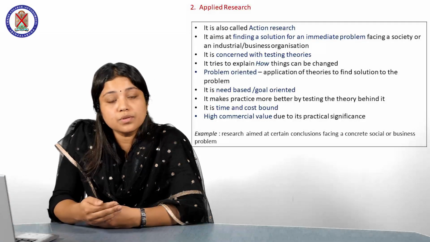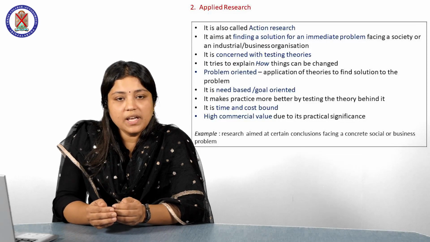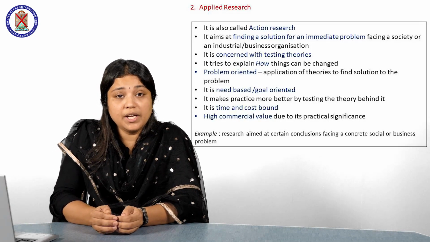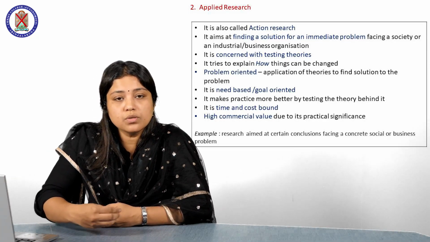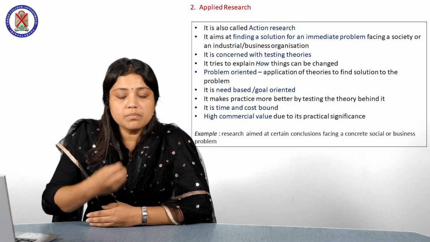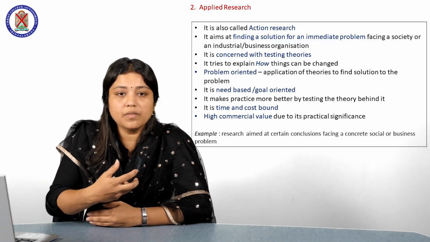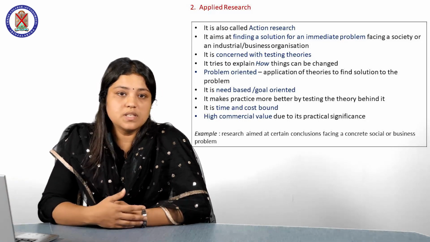Applied research is also termed action research. Why is it action research? Because we are trying to find a solution for a problem, an immediate solution to a problem. So it is also called action research, because in a business there are a number of problems we are facing. Action research can be used to find immediate solutions to business problems.